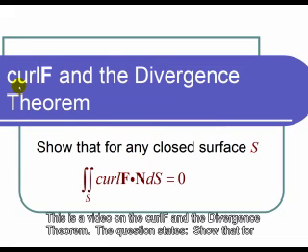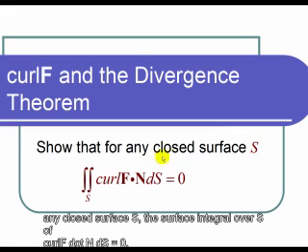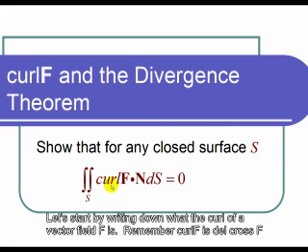This is a video on the curl of f and the divergence theorem. The question states, show that for any closed surface S, the surface integral over S of the curl of f dotted with n times ds is equal to 0. So let's start by writing down what the curl of a vector field f is.